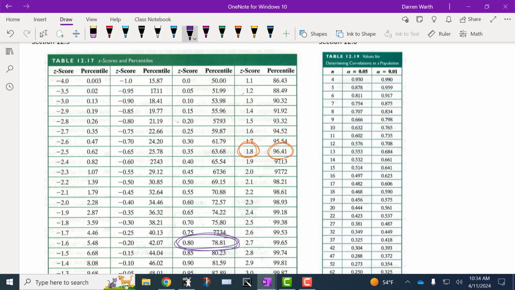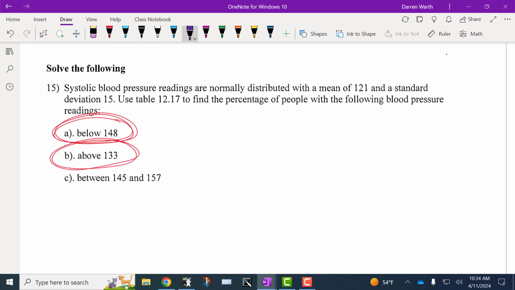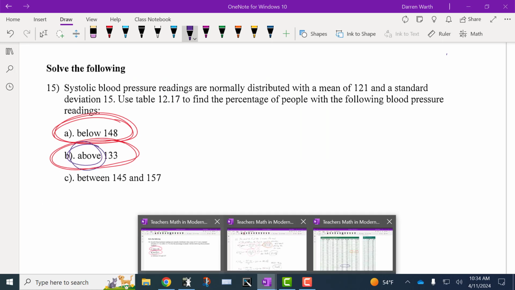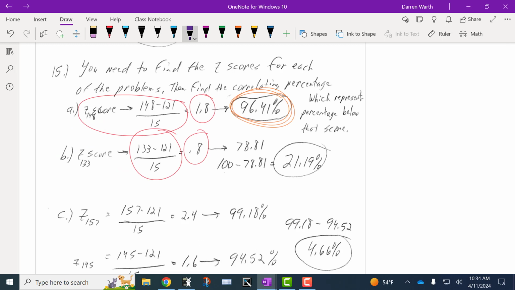But remember, 78.81% is below, and in actuality that's asking for above. So remember, the question is above. So since it's above and your total percentage is 100, you're going to have to take that number and subtract it from 100. So notice I took my 78.81, I subtract from 100, and I get 21.19.